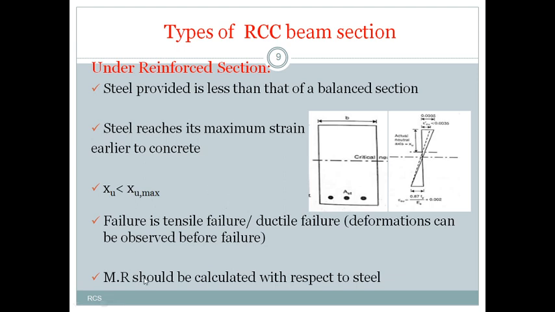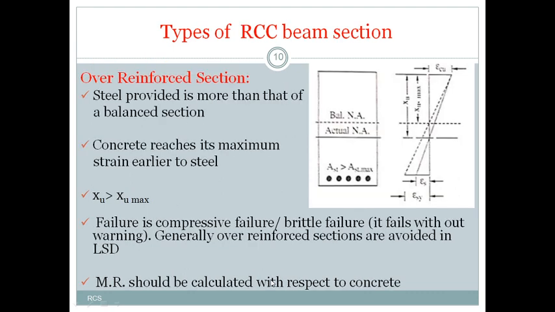The failure that occurs in this type of under reinforced section is tensile failure, so we can calculate the moment of resistance of the section with respect to the steel. Then we'll discuss the over reinforced section. Here over is nothing but more than required. In this over reinforced section, the steel provided is more than that of the balanced section. Generally the balanced section is the ideal section, and we are providing steel more than that.